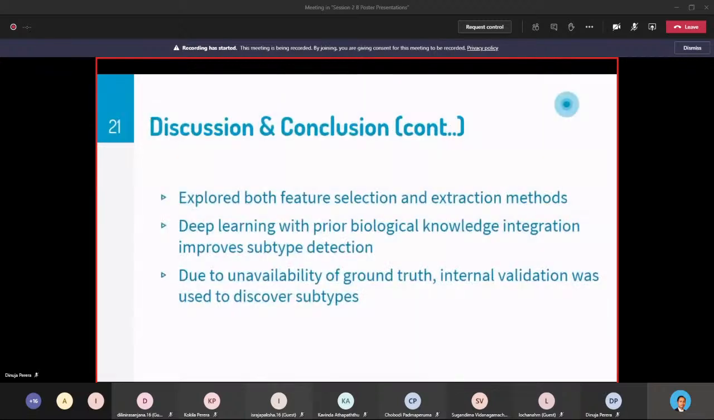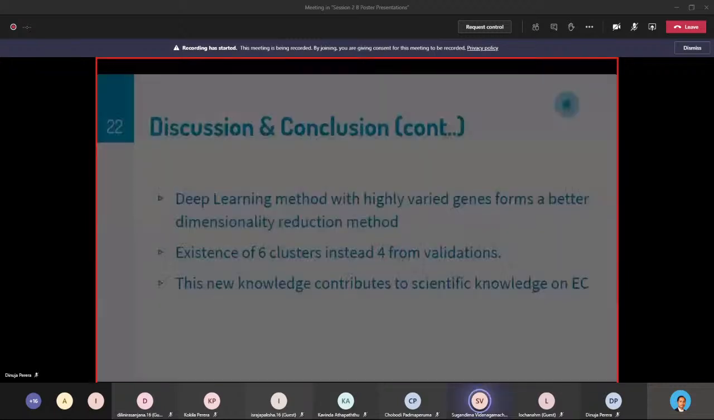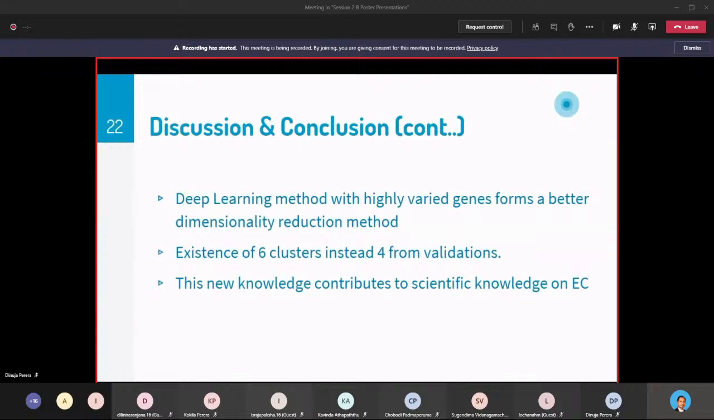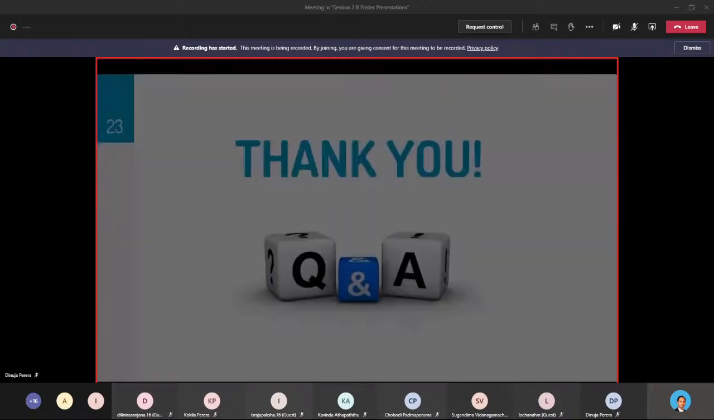Moving to the discussion and conclusion, we have explored both feature selection and feature extraction methods for dimensional reduction. And from that, we have identified that the deep learning method with prior biological knowledge integration improves the subtype identification task. And since there's no ground truth available, the internal validations were used to discover subtypes. We have identified that the deep learning method with highly varied genes forms a better dimensional reduction method, and we can say there is the existence of 6 clusters instead of the 4 from the validations, and this new knowledge contributes to the scientific knowledge on endometrial cancer. Thank you.